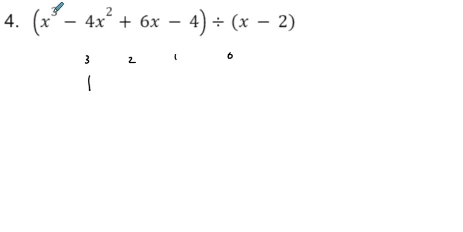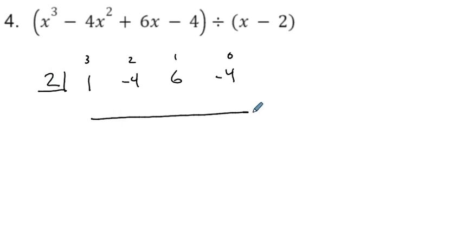So we're going to use 1 for my x to the third term. My x squared term is -4. My x to the 1 term is +6, and then we have -4. And we are dividing by x minus 2, which means my r, the number I'm going to put over here, is +2. And we're going to leave a little space. This is my remainder box, and let's do this.